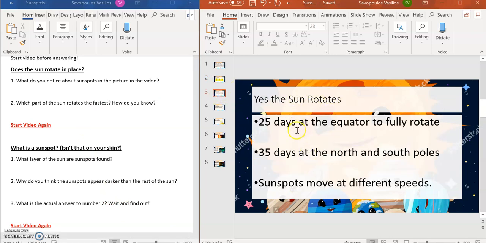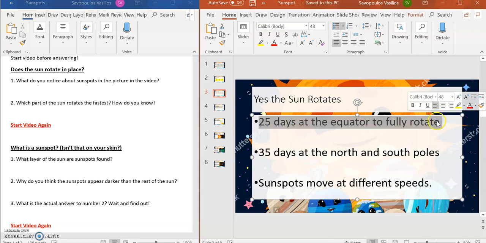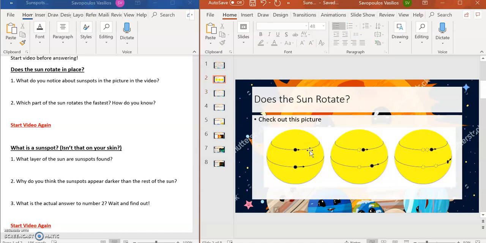Actually, I'm gonna keep talking about the sun's rotation, sorry. And so, big number to remember right here. If you don't remember anything else about the sun's rotation, this is what you need to know. It takes 25 days at the equator to fully rotate. So in the middle of the sun, excuse me, it's 25 days. At the top of the sun, it's 35 days. So when you look at this sunspot, it takes 35 days to come back around. This sunspot takes 25 days to come back around.